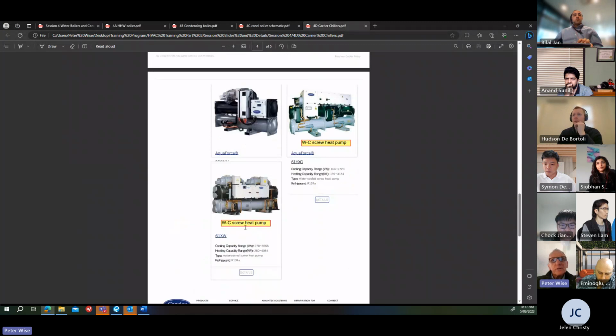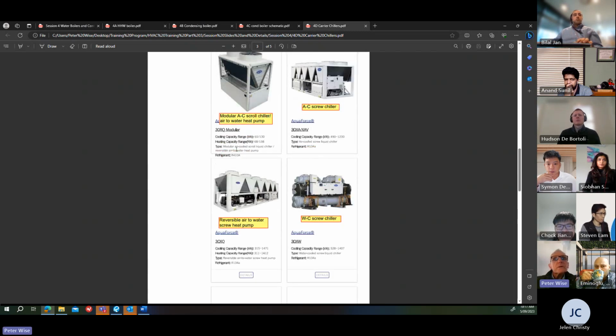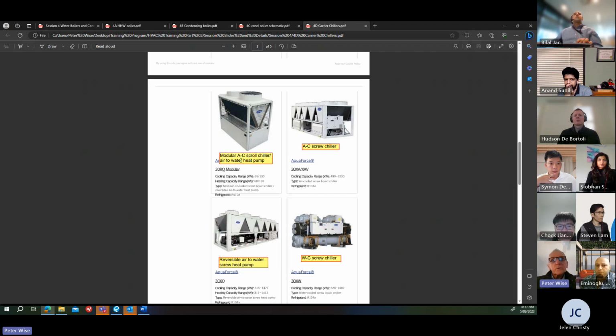So this is a Carrier brochure. There's a water-cooled screw heat pump. So that's a chiller and a heating machine, with a range of 270 to 3,700 kilowatts cooling and up to 4,000 kilowatts heating. Here's another, smaller one. This is a scroll chiller, air to water heat pump. So you can get water-cooled or air-cooled chillers and heat pumps.